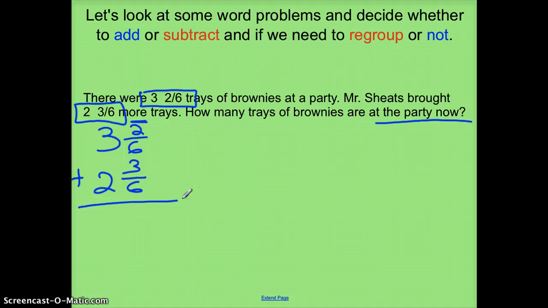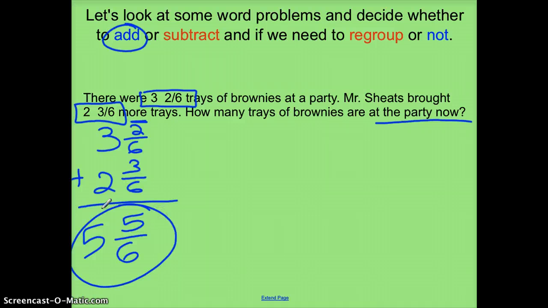Now I know I'm going to add. Now let's decide, do we need to regroup or not? Can I solve it the way that it is? 2/6 plus 3/6. Well, 2 plus 3 is 5. My denominator is the same, and 3 plus 2 is 5. My mixed number, that's not improper. This looks okay, so I did not need to regroup, and my answer is 5 5/6 trays of brownies.